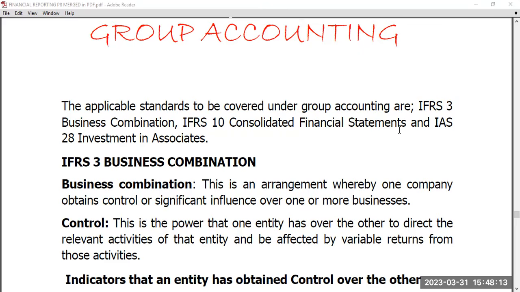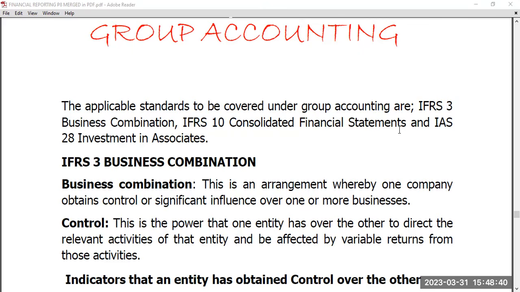Financial reporting, and the topic we are going to be discussing today is group accounting. We want to see what things are covered within group accounting, what the scope is as far as financial reporting level 2 is concerned, and what things are supposed to be covered in the advanced financial reporting.